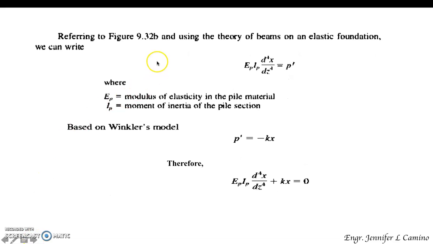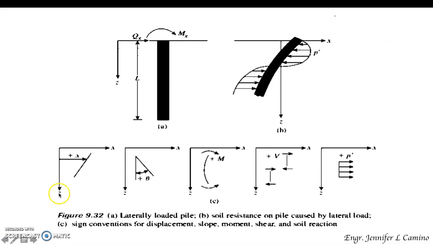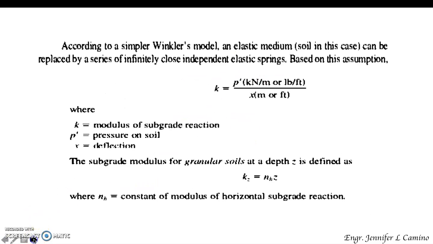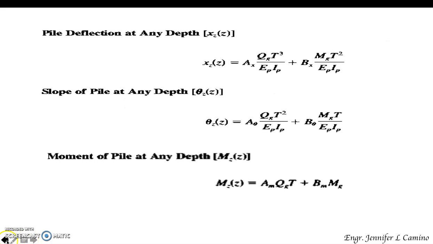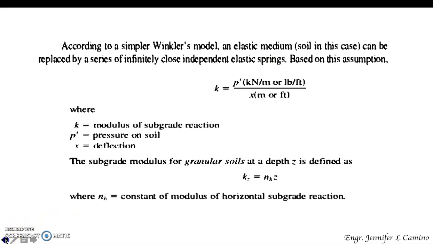Referring to this figure, we try to use the theory of beams on an elastic foundation, so we can have this expression that P prime is equal to E sub P, I sub P, fourth derivative of X with respect to Z. Of course X was denoted, as I mentioned a while ago, as deflection, and P sub prime is our pressure in soil.